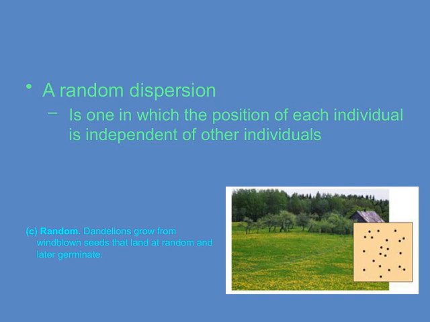A random dispersion is a pattern where the position of each individual is independent of others. In other words, one individual's placement doesn't influence where another is located. It's a completely chance-based arrangement.